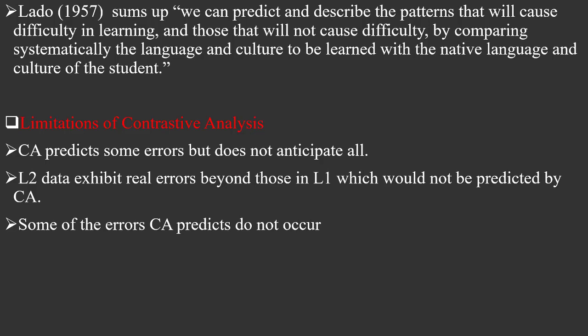Another limitation is that some of the errors contrastive analysis predicts do not occur. Contrastive analysis predicts some errors that are produced by L2 learners, however, it turns out that these errors do not really occur. So learners do not always make errors in L2 that are reflected by the system of their L1. This is not the case all the time. There are some errors produced in L2 that have nothing to do with the system of their mother tongue.